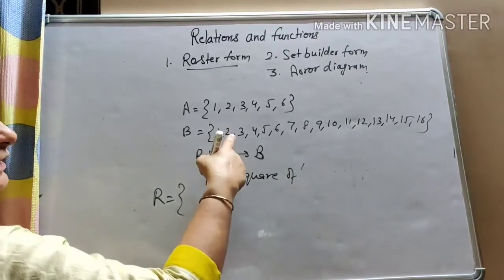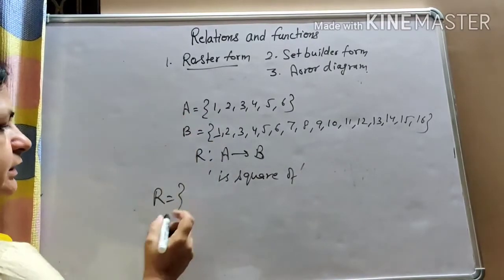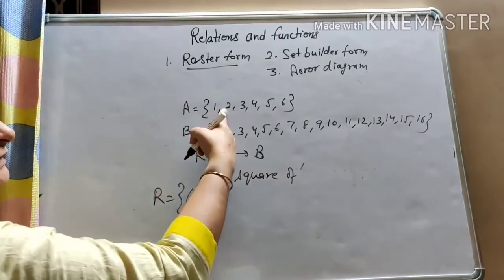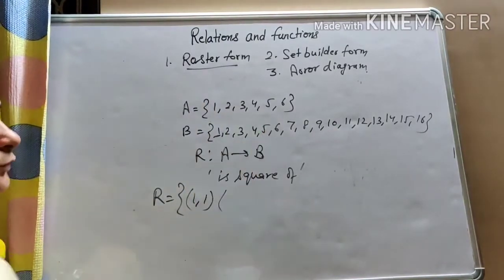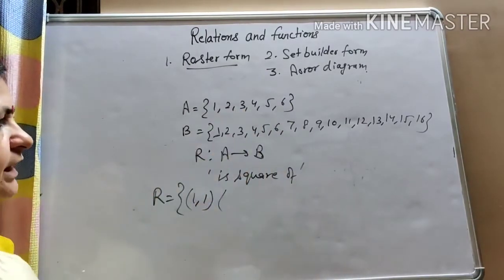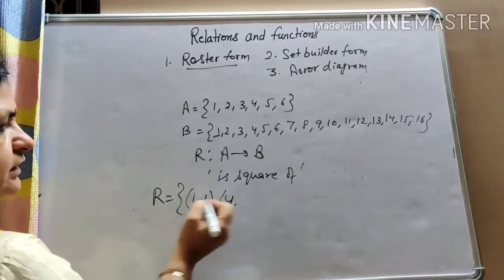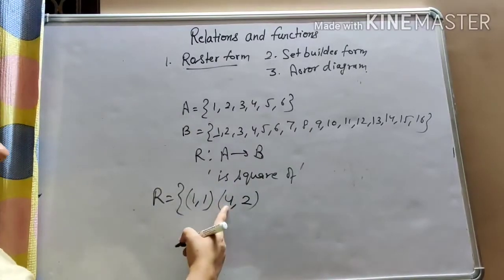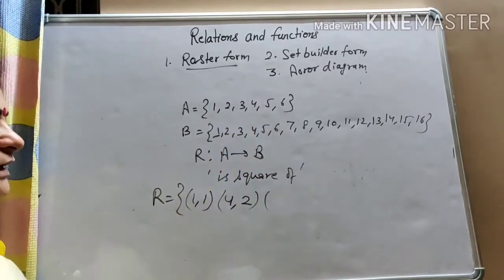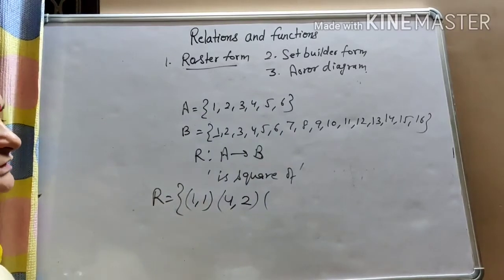It means if we have 1, square of 1 is 1. It means we can write pair 1 comma 1. Now, 2 is the square of root 2. So here we don't have 2. 3 square of again root 3, and we don't have root 3 in any set. Now 4 is the square of 2. So 4 is the square of 2. Now 5 is the square of again root 5. We don't have root 5. 6 is the square of root 6.